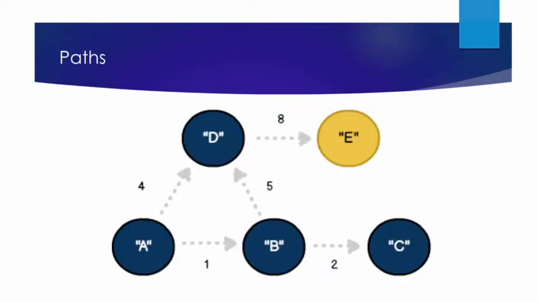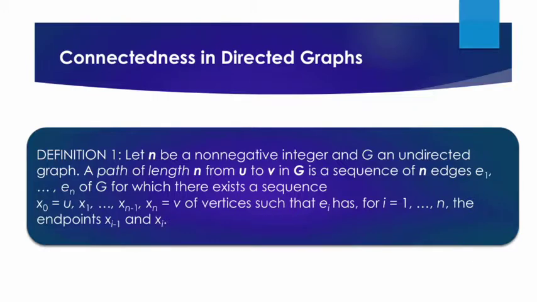Informally, a path is a sequence of edges that begins at a vertex of a graph and travels from vertex to vertex along edges of the graph. As the path travels along its edges, it visits the vertices along this path, that is, the endpoints of these edges. So let us discuss the formal definition of paths.